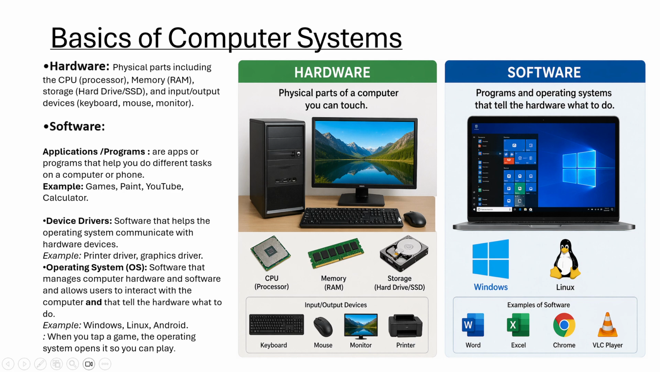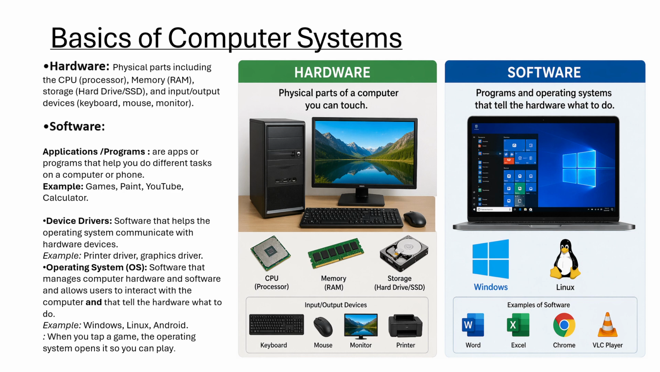Now what is software? Software is the programs and operating systems or even drivers basically that tell the hardware what to do. So here if you go on your computer to the start menu option, you will see all the programs that you have installed on your computer. Every computer has an operating system. That's the base software that is needed for the computer to run. So basically all the application programs, apps, programs that help you do different tasks on the computer or phone. Games, Paint, YouTube, calculators, all this is software.